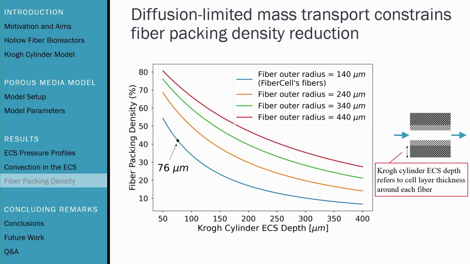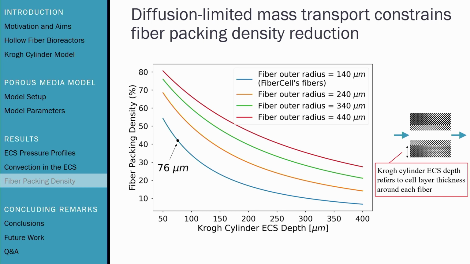And what this means is that as you scale up, and as you see higher cell densities, the convective mass transport in the hollow fiber bioreactor is expected to completely disappear. And this means that you're going to be diffusion limited. And this directly impacts the possible thickness of the cell layer that can be supported around each fiber.